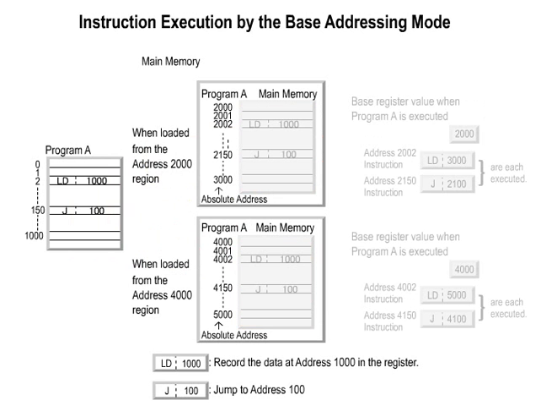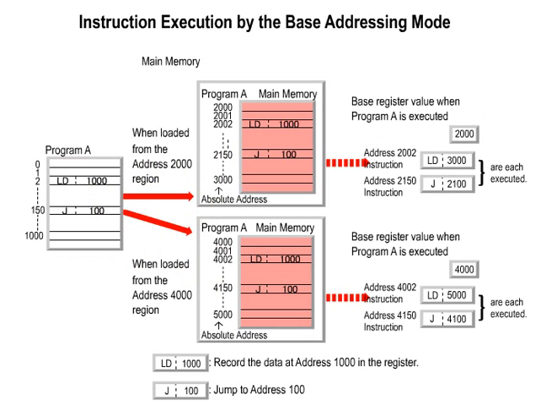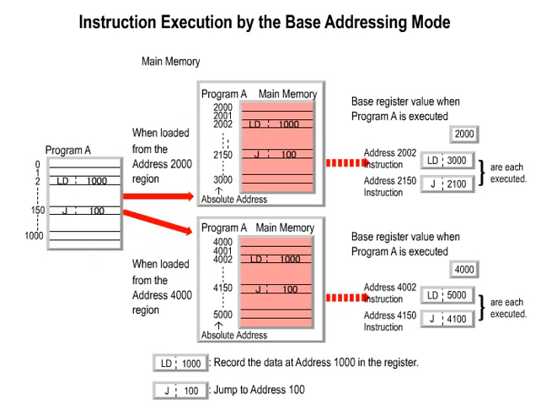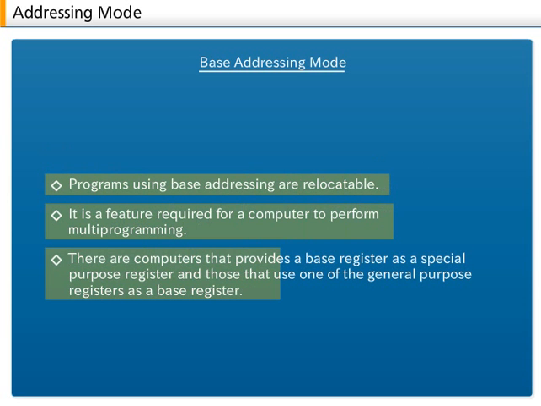Because of this, it is a necessary function for computers that are processing multiple programs at the same time in multi-programming environment. There are computers with a specialized base register and there are those that specify a general-purpose register for it. This depends on the computer model. Loading the program and setting the program's head address in the base register is the role of the operating system.